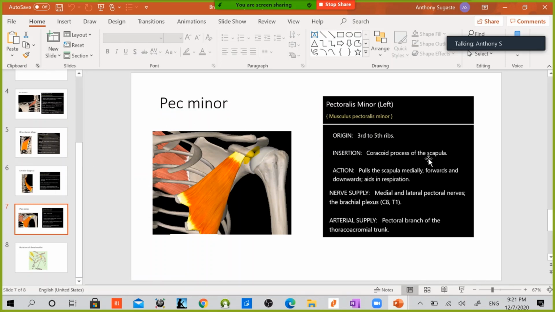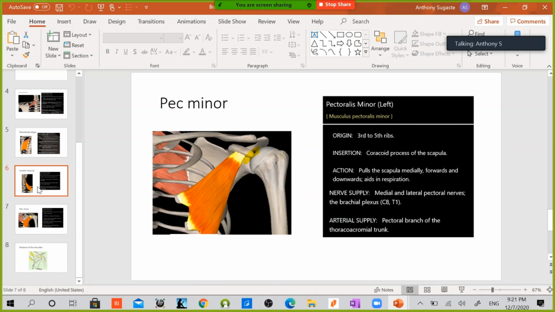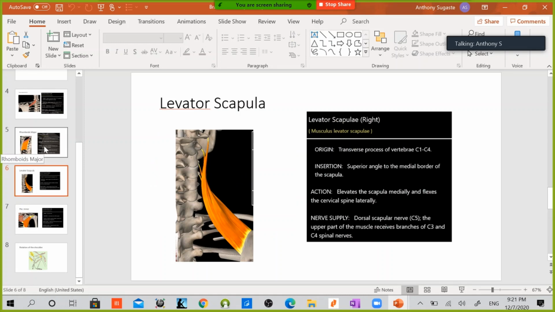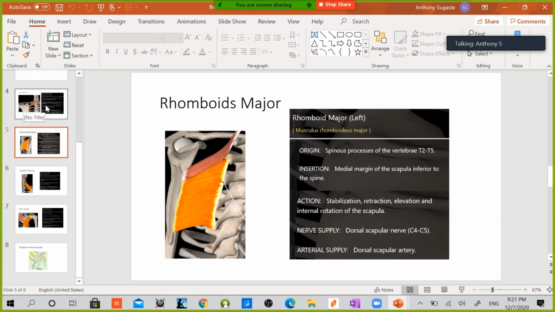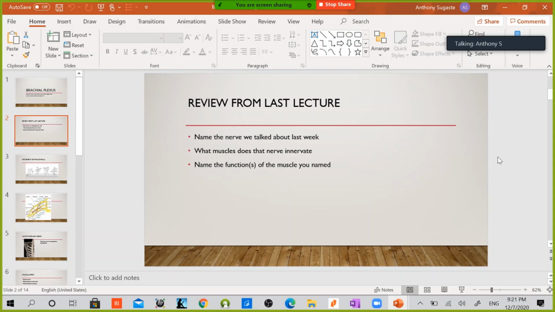Oh, sorry. This is part of the brachial plexus. This is not dorsal scapular. Pec minor is not dorsal scapular. I apologize. I knew that was right. But yes, levator scapula, rhomboids major, and rhomboids minor are all supplied by the dorsal scapular nerve. And let's pretty much go into it.